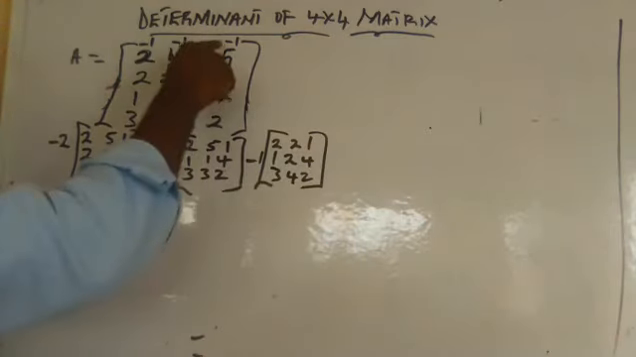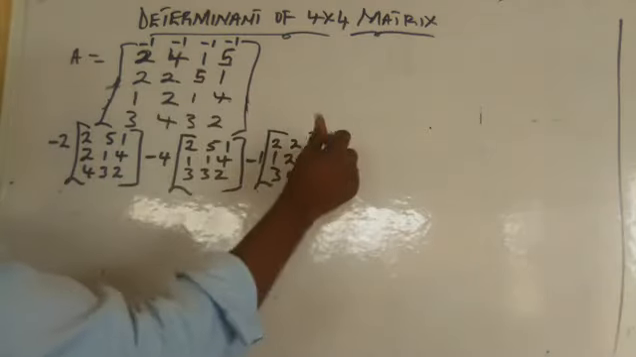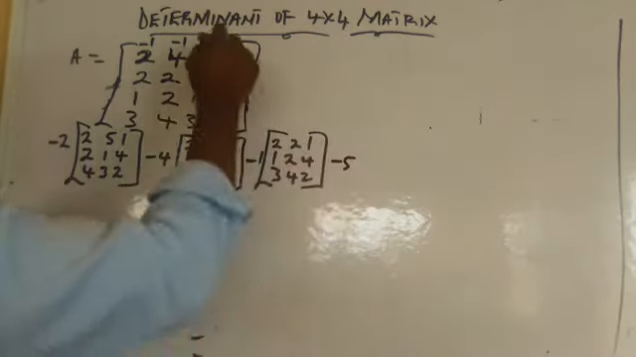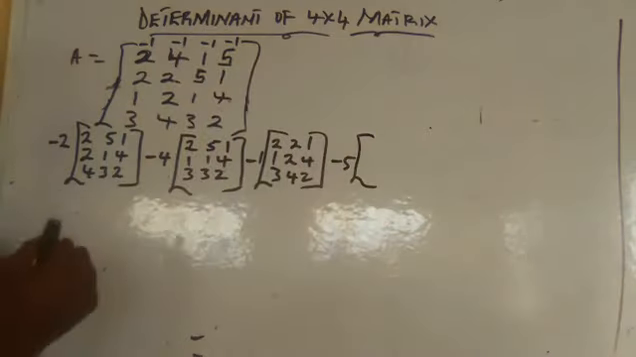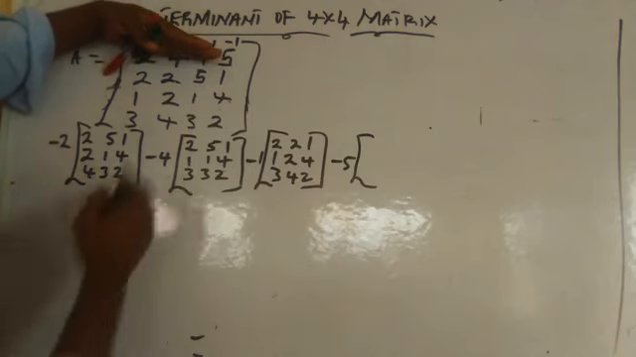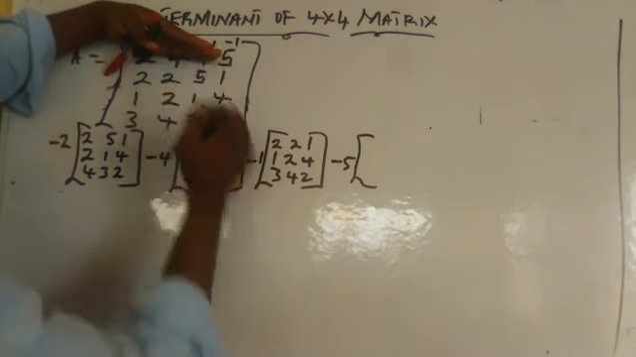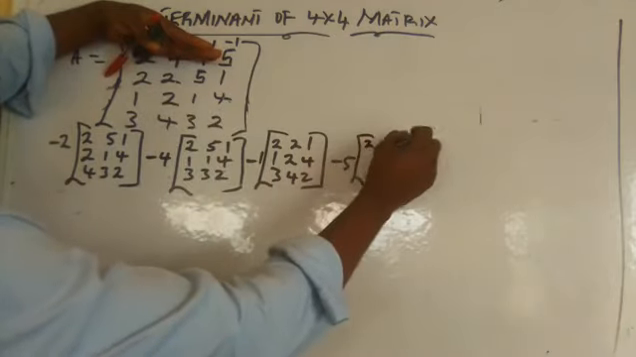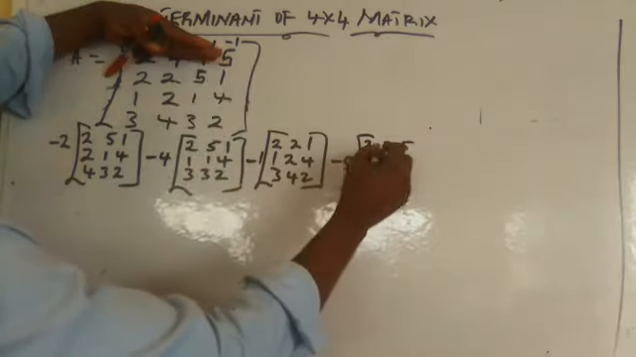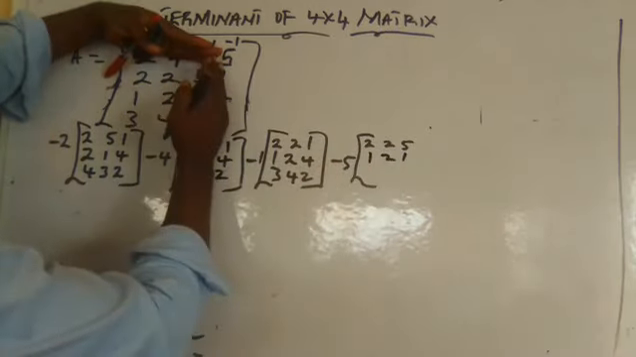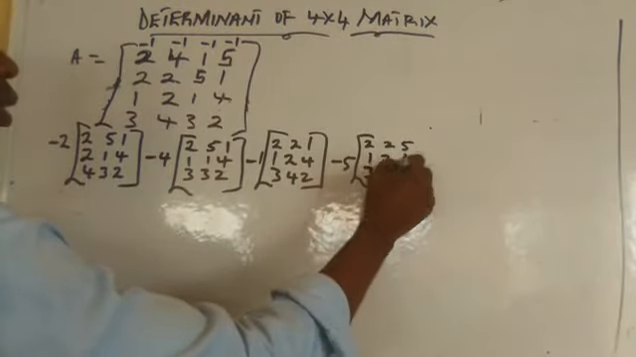Then the last one, -1 times the first element of the fourth column, which is 5, gives -5. Then I can open again. First row eliminated, fourth column eliminated. We have 2, 2, 5, then 1, 2, 1, then 3, 4, 3.